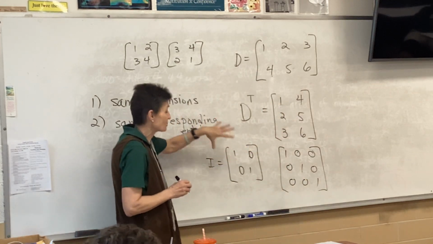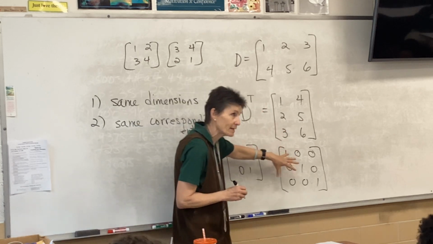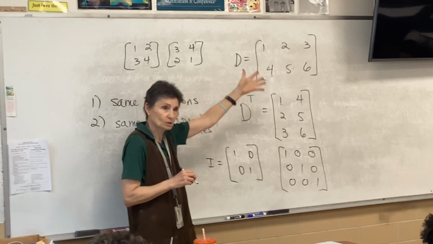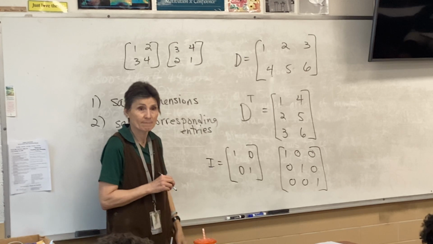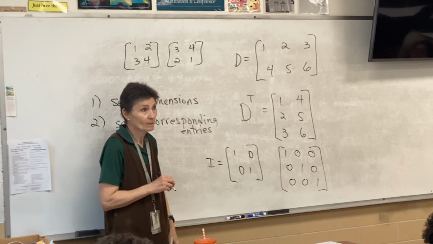This is the 2 by 2 identity, that's the 3 by 3 identity. You could build them going on. That's what the identity matrix looks like.